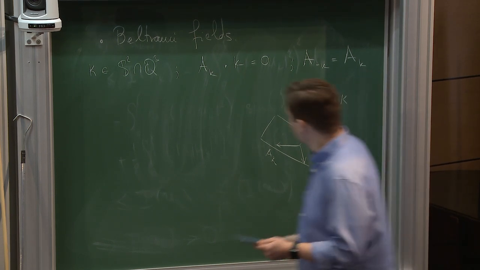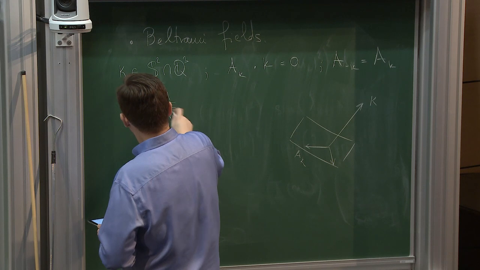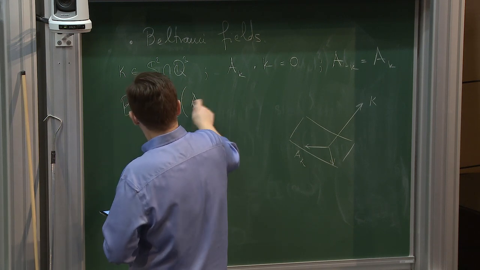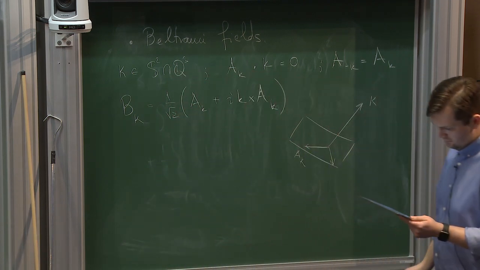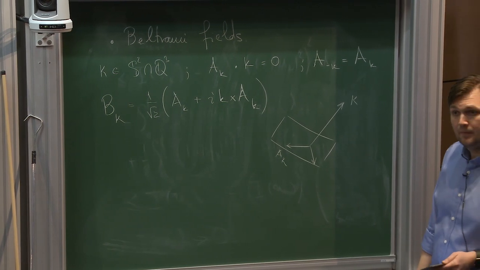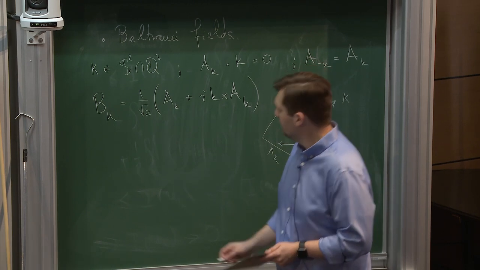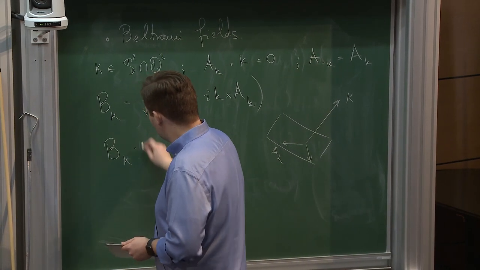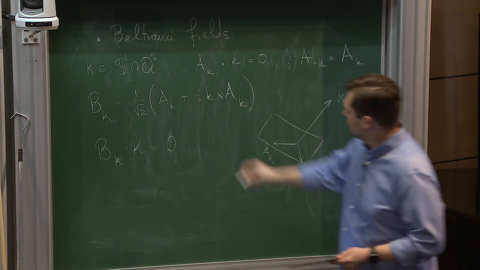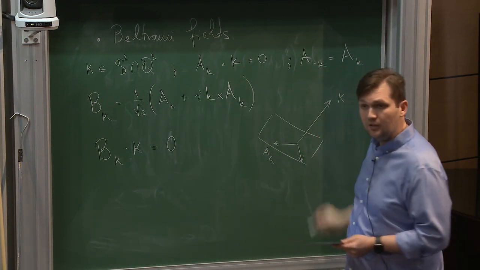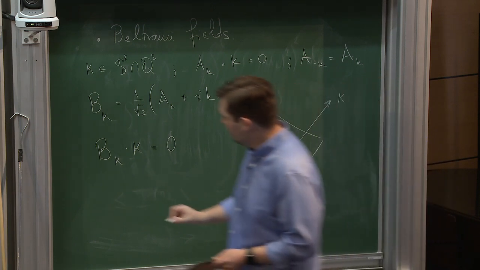So then k cross A_k gives you another thing in this plane, and they form an orthonormal basis if you're careful. So then you can define a complex vector B_k to be 1 over root 2 times A_k plus i k cross A_k. What's the property of B_k? I've put the root 2 there such that B_k has length 1. Second, B_k dot product with k is 0 because this is orthogonal to k, and of course the cross product is orthogonal to k. But more importantly, what happens when we take i k cross B_k?